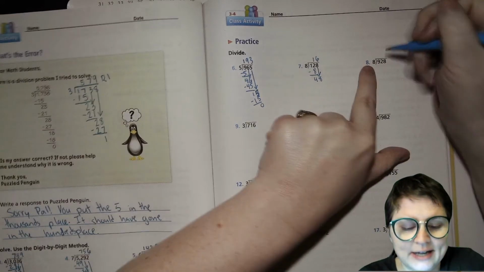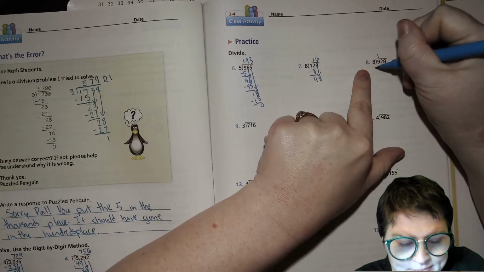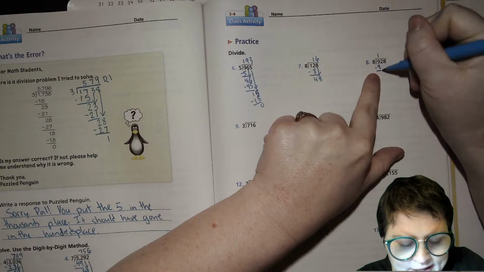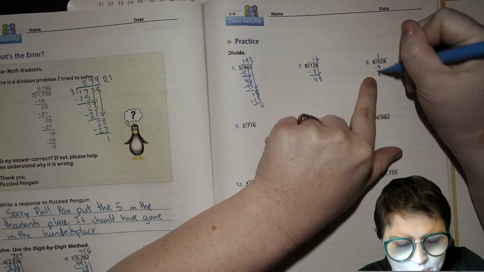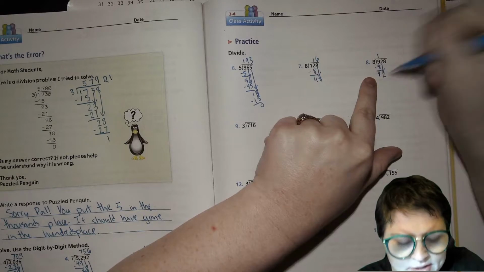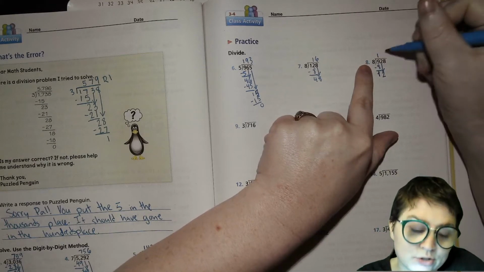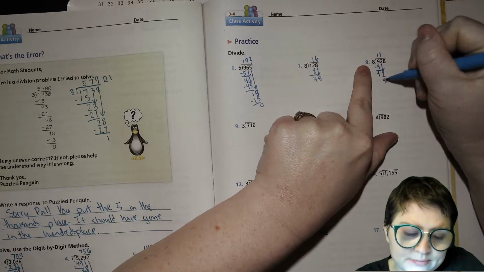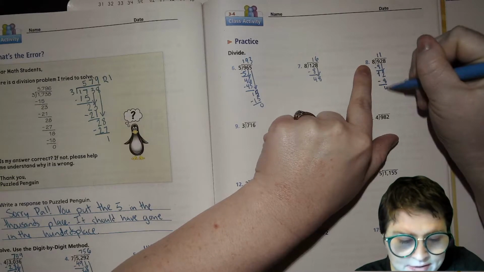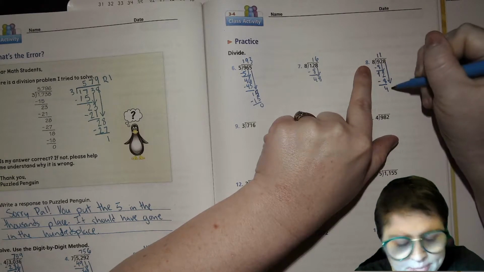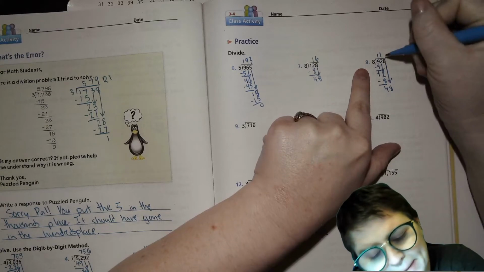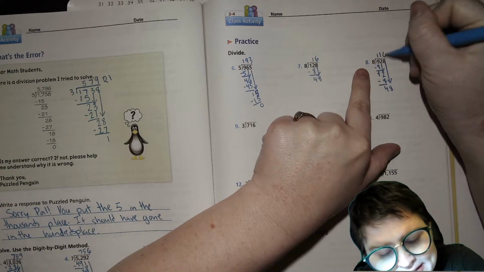Okay, next one. 8 goes into 9 1 time. Multiply, you get 8. Subtract, you get 1. Bring it on down, you got 12 there. 8 goes into 12 also once. Now you have 4. Bring it on down and bring it on back. And that's 6.